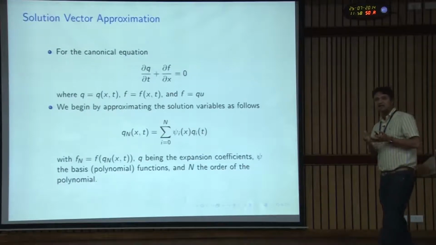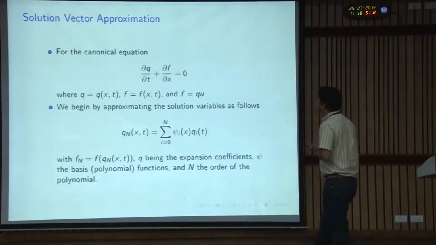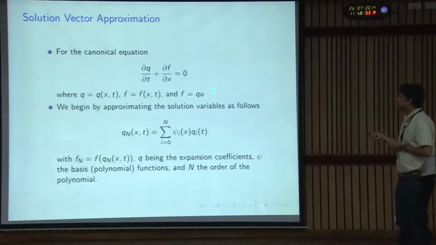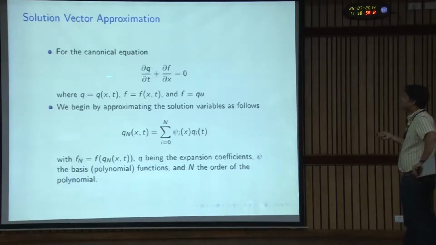So what are we essentially doing in DG? We start off with a canonical equation, which can look like a wave equation or something of that sort. You have a solution Q, which is a function of space and time, and you have F, which is a function of Q.